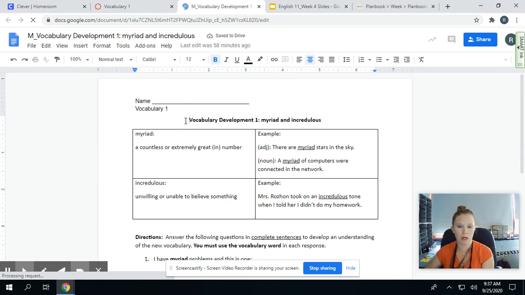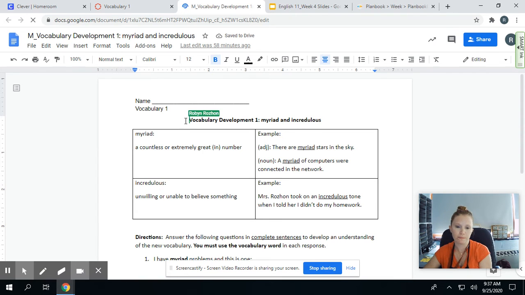So our first 2 words are myriad and incredulous. I've given you the definition and examples of each. If you were in class, I would have them posted and have you copy them just so you get that multiple exposure to the word. So studies show that you have to hear a word about 25 times. So, you have to be exposed to the word. So either hear it, read it, or use it yourself at least 25 times before it becomes part of your knowledge base. So our goal is that we're exposing you to these multiple times.